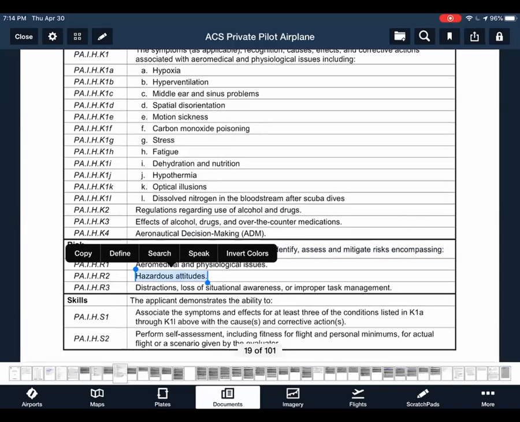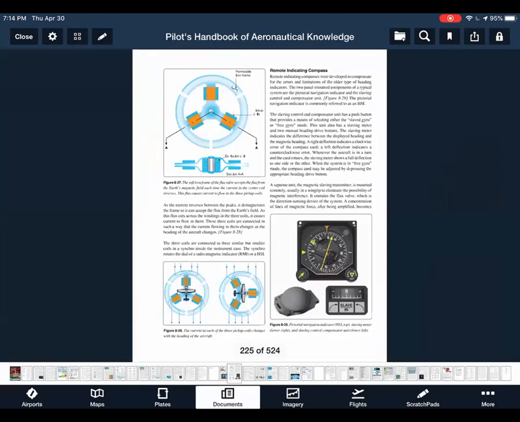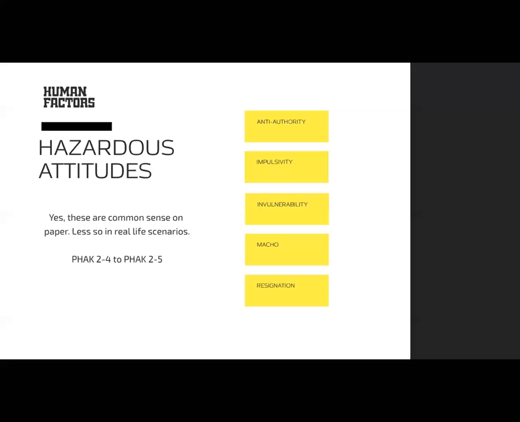Now, we're going to read some directly from the Pilot's Handbook of Aeronautical Knowledge, but before I do that, let's jump back over to the slide that I had up and talk about a couple of things as we list them off. So in this case, as I was apparently trying to get to work, we can see that just listing them off over on the right-hand side, we can see anti-authority, impulsivity, invulnerability, macho, and resignation.